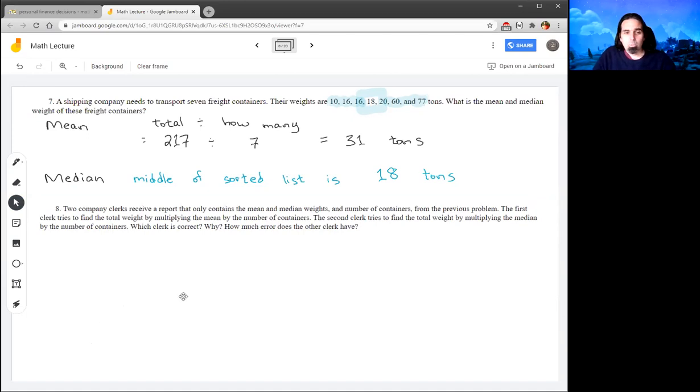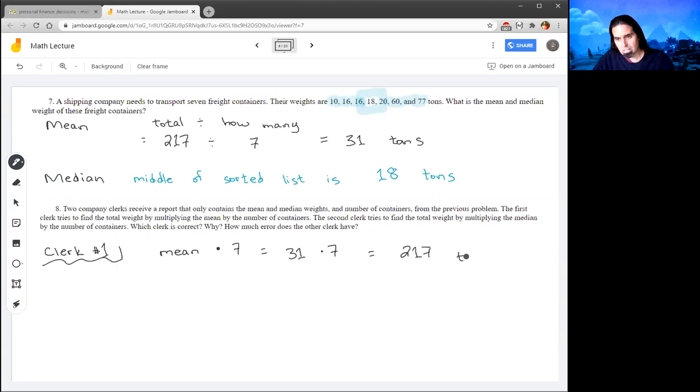So if a typical container weighs either 31 or 18, and there's 7 containers, then if I multiply by 7, I should figure out how much we get total, right? So let's try it both ways. So clerk number 1, he is going to do the mean times 7. And that's going to get us back to 217 tons. And that's great. That's what the total actually is. That clerk got a good answer.